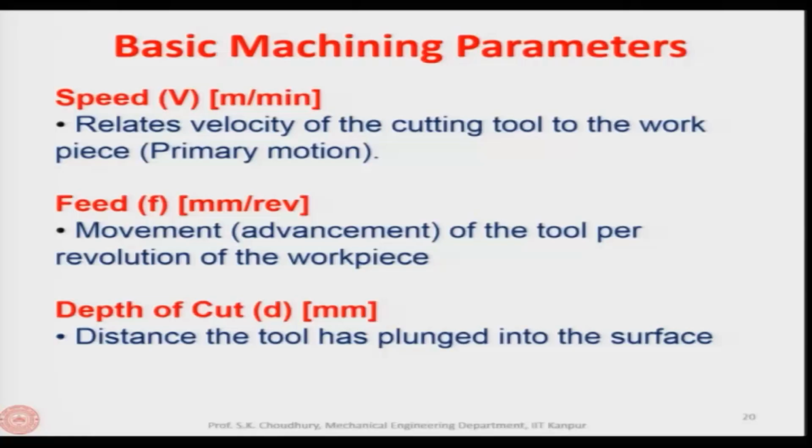Okay. Next we will see the basic machining parameters, all right. In basic machining, as we all know, there are 3 basic parameters. One is the speed, which is given in meter per minute or millimeter per second or meter per second, all right. This relates the velocity of the cutting tool to the workpiece. This is the primary motion we are talking about, meaning that when we talk about the speed, this is the cutting speed, and this cutting speed relates to the primary motion.